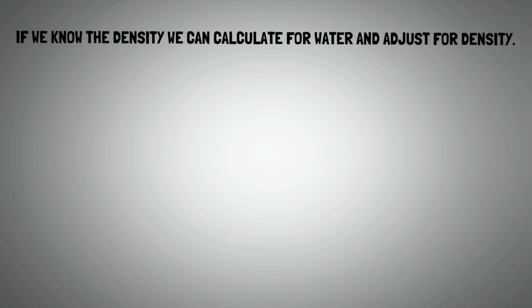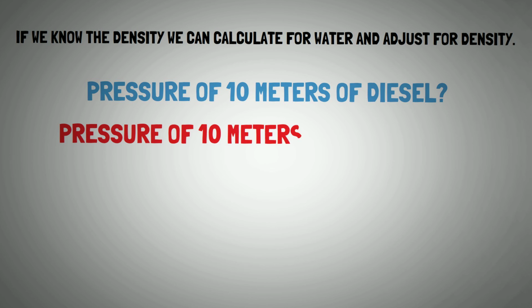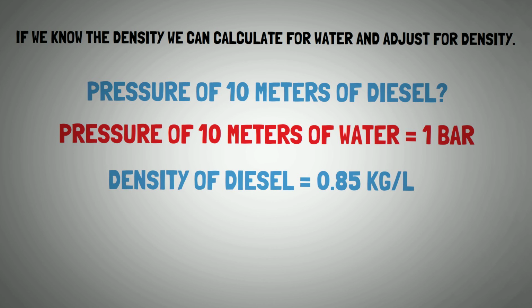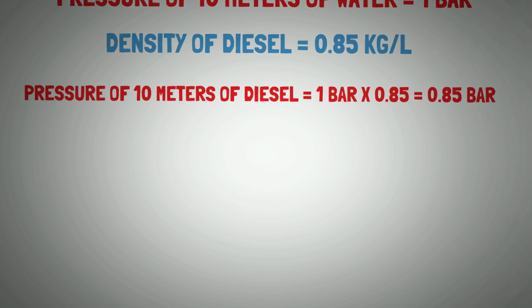Let's look at our 10 metre pool example, but instead of water, use diesel. Given that 10 metres of water is approximately 1 bar of pressure and the density of diesel is 0.85 kilograms per litre, we can simply multiply our pressure for water by the density of diesel. So 10 metres of water is equal to 1 bar of pressure. 10 metres of diesel is equal to 1 bar times 0.85, which is the density. This gives us 0.85 bar.